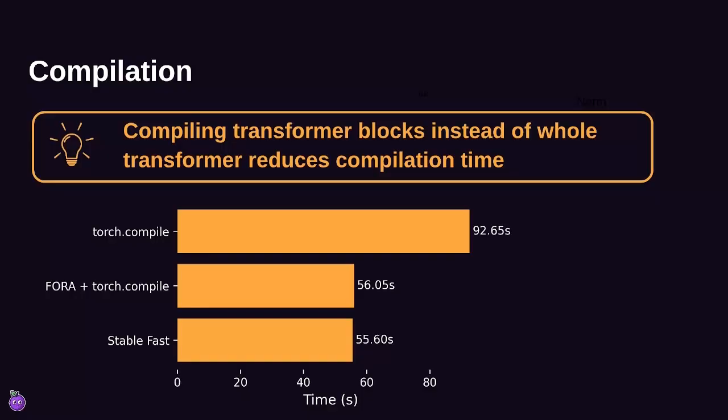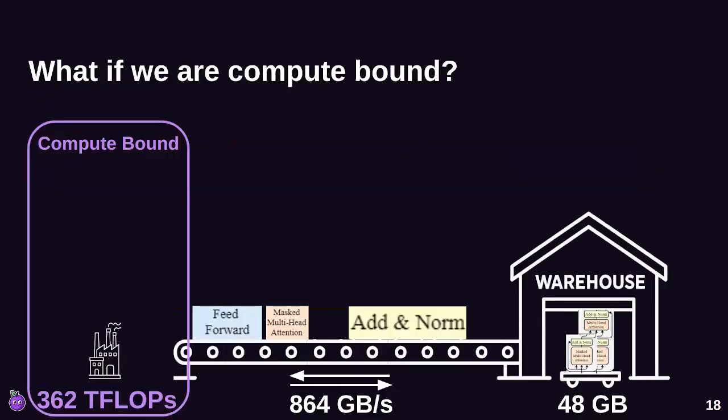So for example, for my big transformer of the Flux model, it takes 1.5 minutes. But there's one trick we implemented, which is that instead you can just try to compile the blocks that make up the transformer. And this is much, much faster. It only takes 50 seconds. And for some reason, Stable Fast is also faster when it comes to this warm-up compile time. Nice. So now we have already caching and compilation.